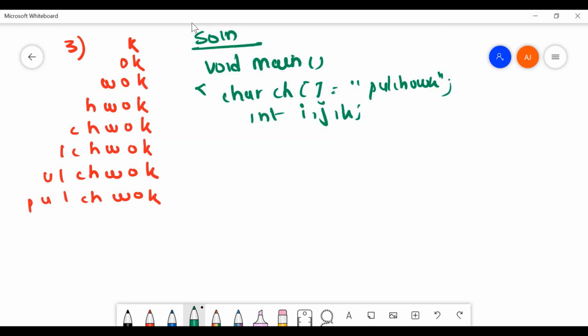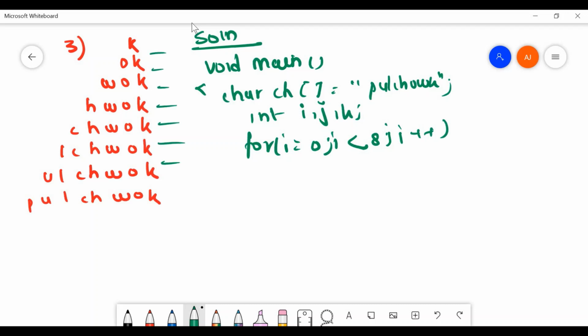Okay, so again, for i equals 0, i less than 8, i plus plus, because there are 1 2 3 4 5 6 7 8 rows. Then for j equals 7 minus i. Why are we doing 7 minus i? Because in front of this we have to print 7 spaces.